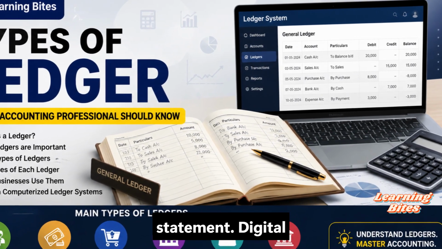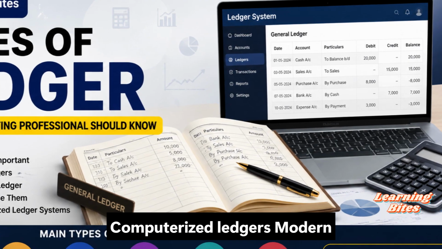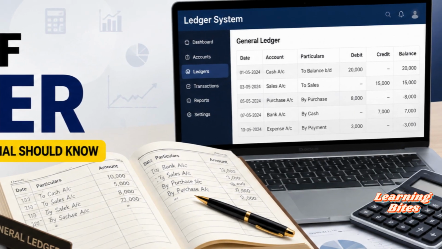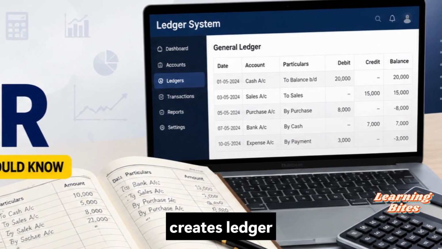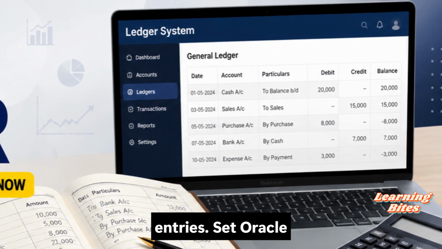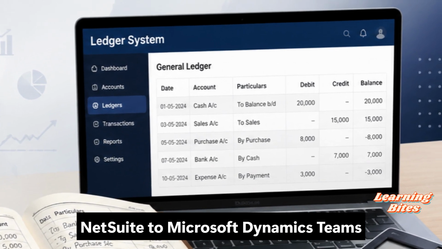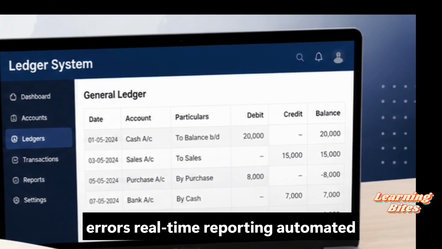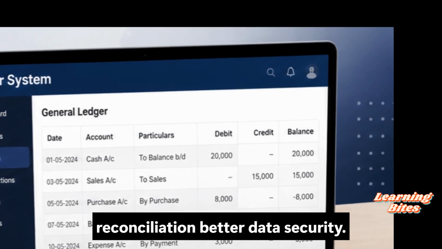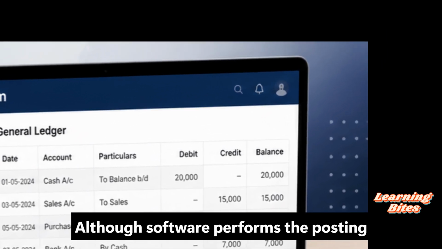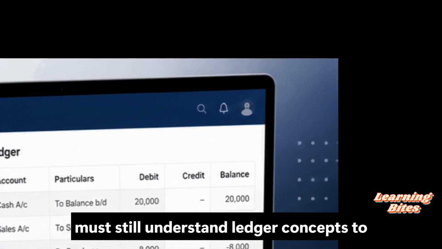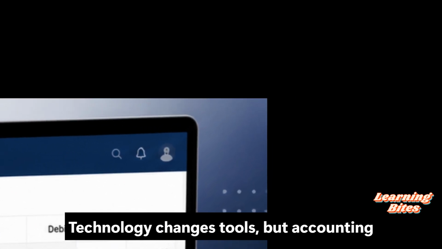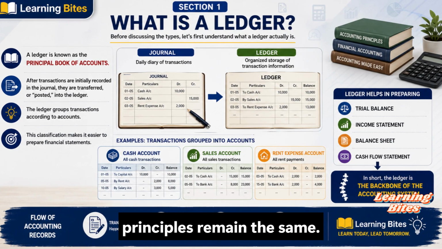Section H. Digital and ERP-based Ledgers. Modern businesses rarely use manual ledgers. Today, accounting software automatically creates ledger entries. Popular systems include SAP, Oracle, NetSuite, Microsoft Dynamics, Tally, QuickBooks. Advantages: faster processing, reduced errors, real-time reporting, automated reconciliation, better data security. Although software performs the posting automatically, accounting professionals must still understand ledger concepts to verify accuracy and solve issues. Technology changes tools, but accounting principles remain the same.